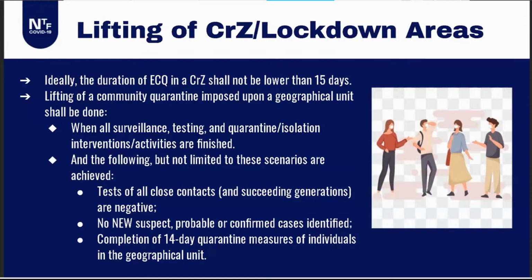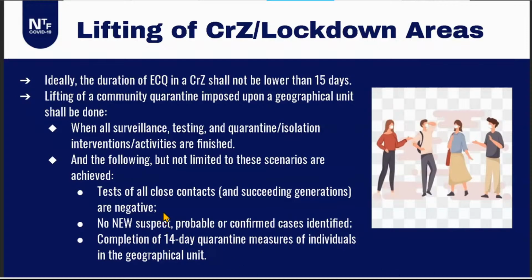Number one here, the testing of all close contacts and their succeeding generations are negative. Why is this important? For example, you have one confirmed case in a barangay. That one confirmed case generated 20 close contacts. Of those 20 close contacts, 15 have negative results. However, the other 5 are positive.